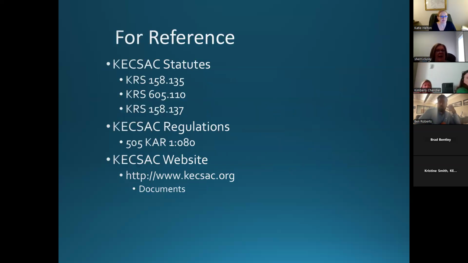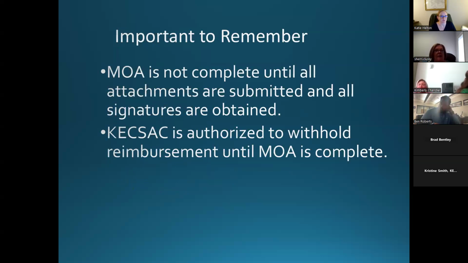Next slide. These are the statutes and the regulations that govern all the work that we do. Every document that we talk about or refer to is on our KECSAC website, and that's the link to that. An MOA is not complete until all attachments are submitted and all signatures are obtained. Your superintendent must sign off on your MOA. If we do not have a signed MOA, we don't reimburse you.